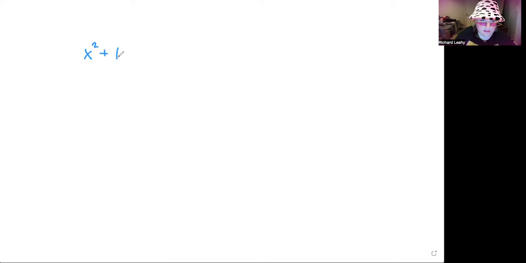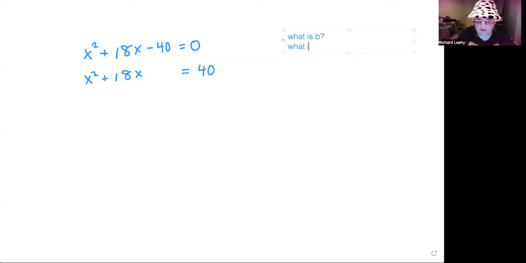x squared plus 18x minus 40. Let's say we had to solve this equation. So like before, you can move the 40 to the other side and just leave a space there. What we're interested in is the value for B. What is B? And then what is b over 2 squared? Because this is the number that you add to both sides.